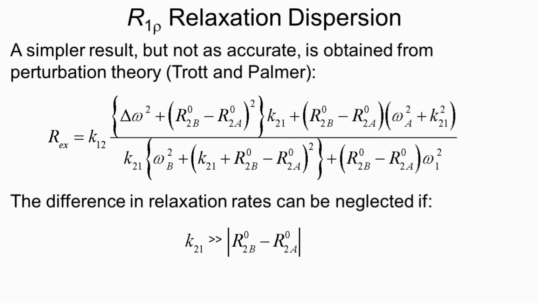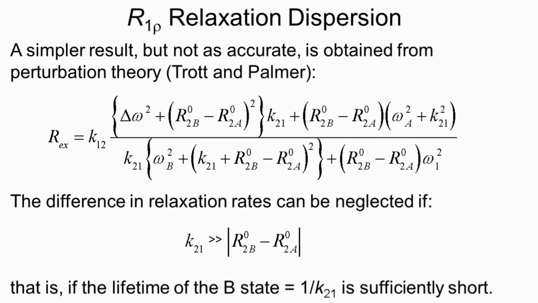The main result of this, if we look at this equation for a while, is that the difference in relaxation rates is unimportant whenever K21 is much greater than the absolute difference in the rates. And that means that if the lifetime of the B state is short, then the fact that the B state has a different relaxation rate constant from the A state isn't important. The B state exchanges back to the A state before it can relax in the B state, and therefore we don't care about that.